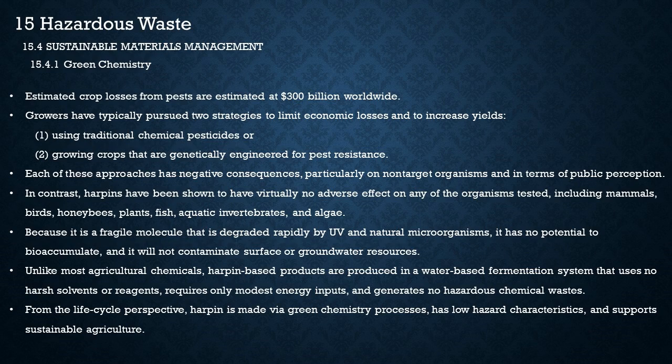In contrast, harpins have been shown to have virtually no adverse effect on any of the organisms tested, including mammals, birds, honeybees, plants, fish, aquatic invertebrates, and algae. Because it is a fragile molecule, it is degraded rapidly by UV and natural microorganisms. It has no potential to bioaccumulate, and it will not contaminate surface or groundwater resources. Unlike most agricultural chemicals, harpin-based products are produced in a water-based fermentation system that uses no harsh solvents or reagents, requires only modest energy inputs, and generates no hazardous chemical wastes.